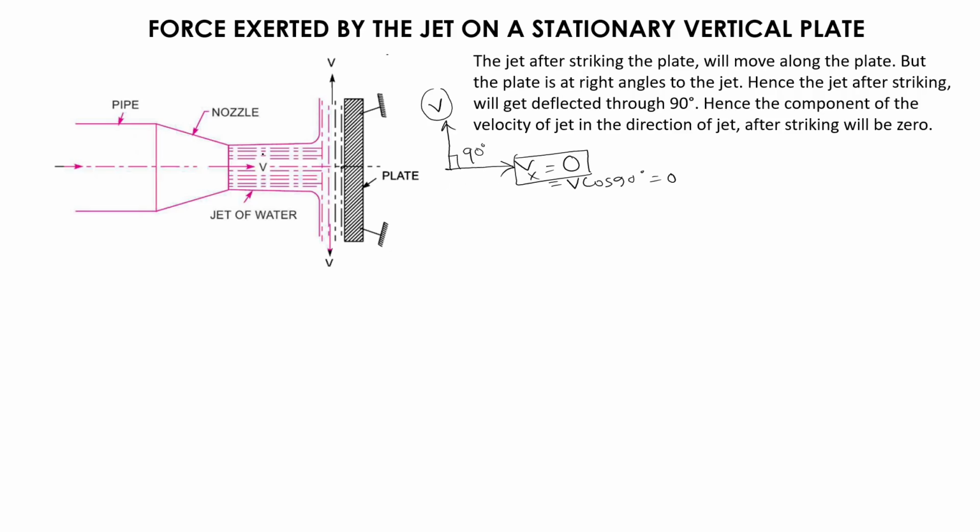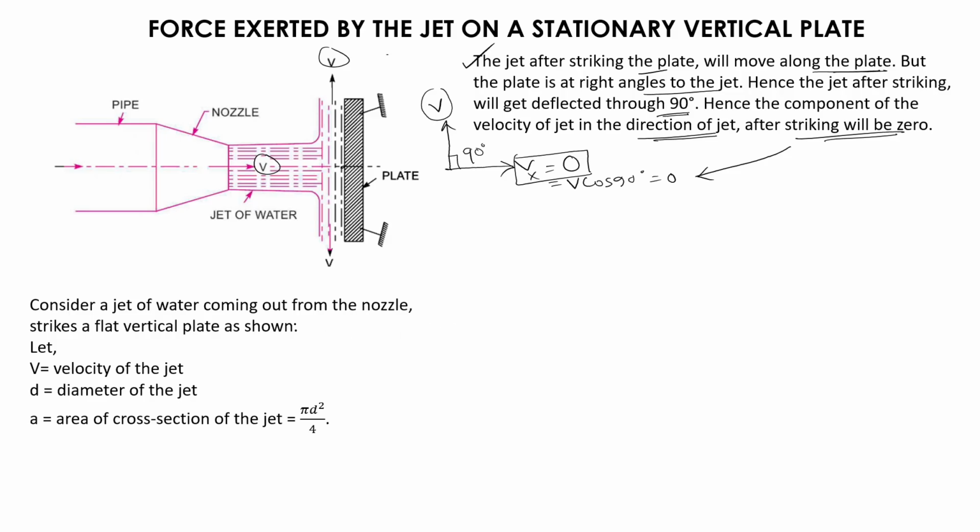Now you can say that this is capital V, which is the initial velocity, and this is the velocity which is coming out. The jet after striking the plate will move along the plate. But the plate is at a right angle to the jet, hence the jet after striking will get deflected through 90 degrees. Hence the component of the velocity of the jet in the direction of the jet after striking will be 0, which is shown here, right? And we are assuming that this capital V is the same velocity as this velocity, which is moving along the plate. As there is no loss of energy, we are assuming it, okay?